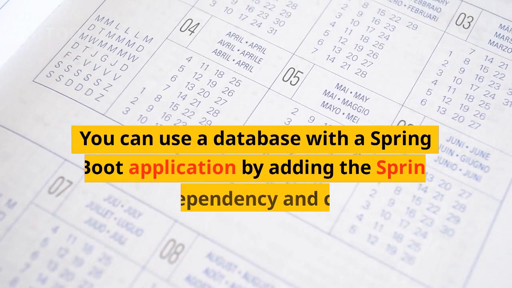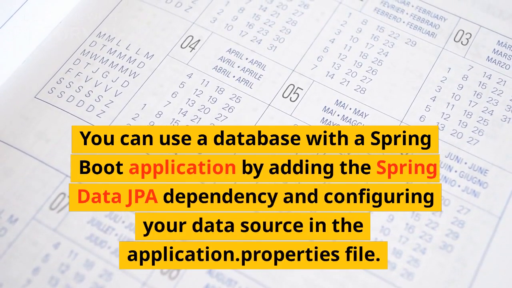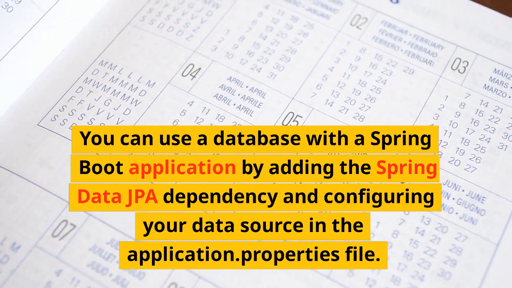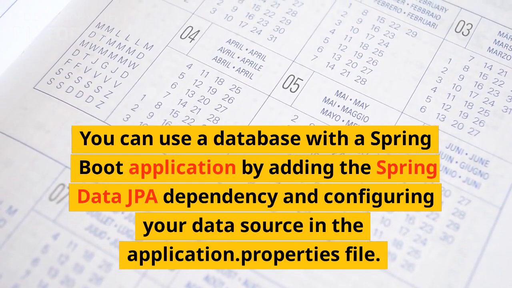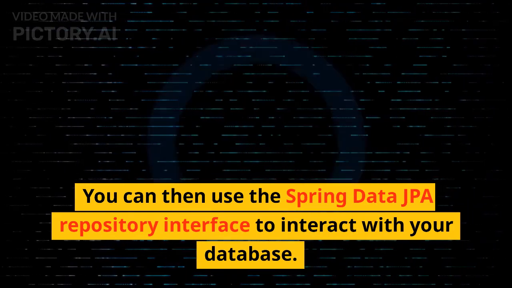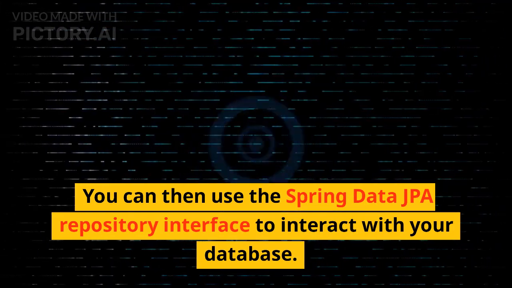How do you use a database with a Spring Boot application? You can use a database with a Spring Boot application by adding the Spring Data JPA dependency and configuring your data source in the application properties file. You can then use the Spring Data JPA repository interface to interact with your database.